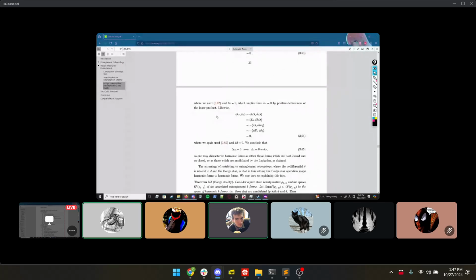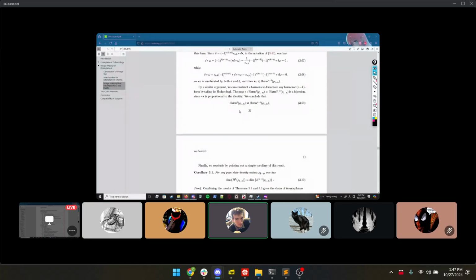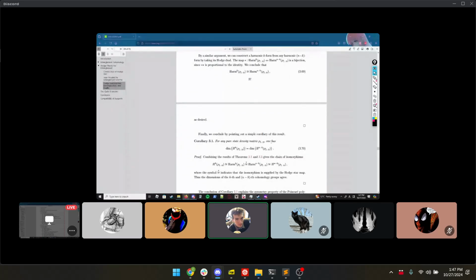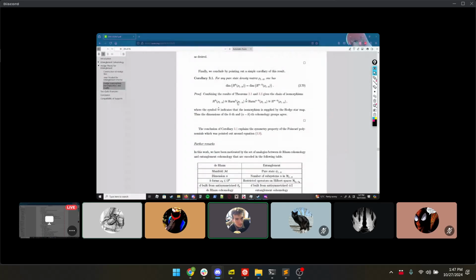It's section 3, Hodge decomposition. Hodge duality. And then Corollary 3.1: this is just the dimension of H^k is the same as the dimension of H^(n-k). Once you prove everything, it's a one-liner, right? You just combine a bunch of isomorphisms. But that's similar to the Hodge star operation. Yeah, it's exactly the same.